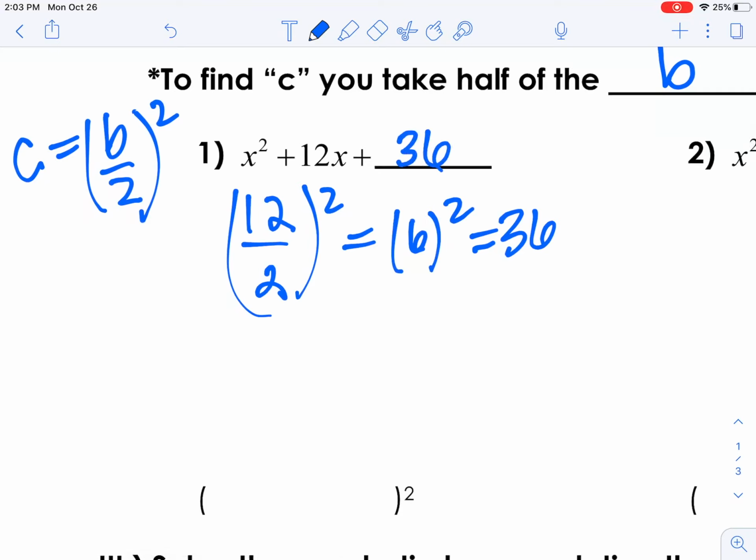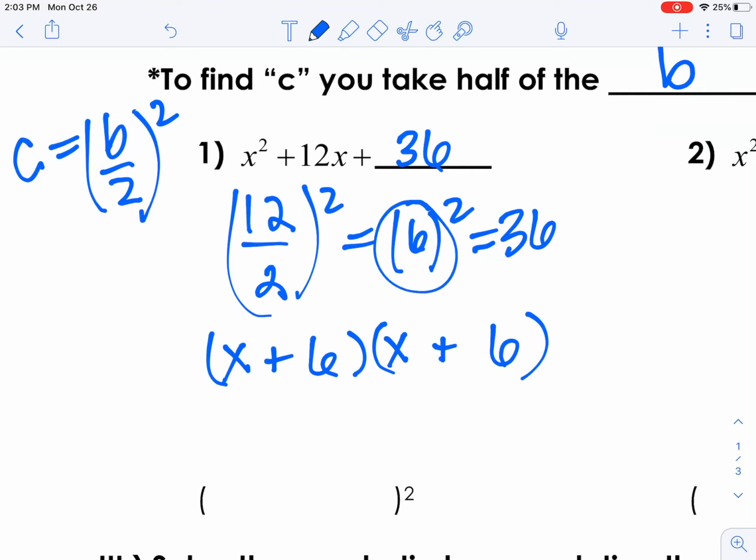Okay, then we can factor this. Remember, we'll say x and x gets us x squared. And in order for them to add to 12 and multiply to 36, we're going to have 6 and 6. You'll find that this second number is whatever you had in the parentheses before you squared it. Our signs are positive so that they multiply to positive 36 and add to positive 12. So this is x plus 6 squared.